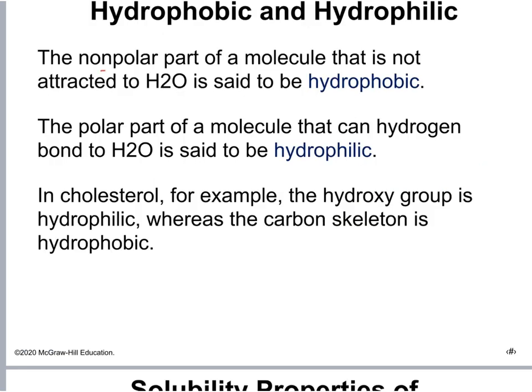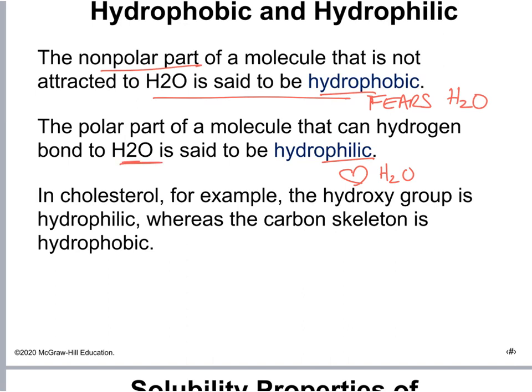So the nonpolar part is hydrophobic. That means it fears, phobic, it fears hydro, water. Hydrophilic means it loves water. So the polar part will be water soluble. Cholesterol is an example: the hydroxyl group is hydrophilic, whereas the carbon part of cholesterol is hydrophobic. So that's fearful, and it will repel water.